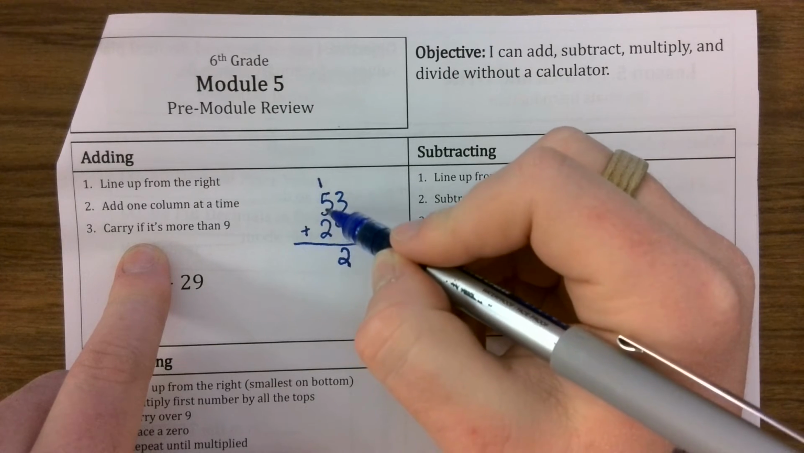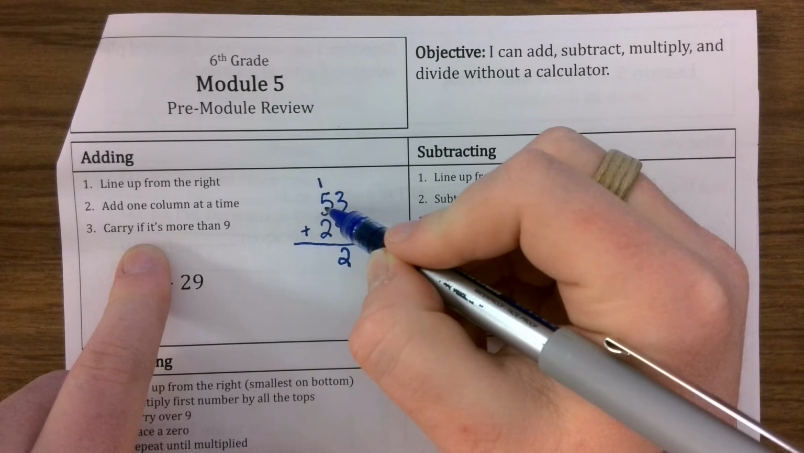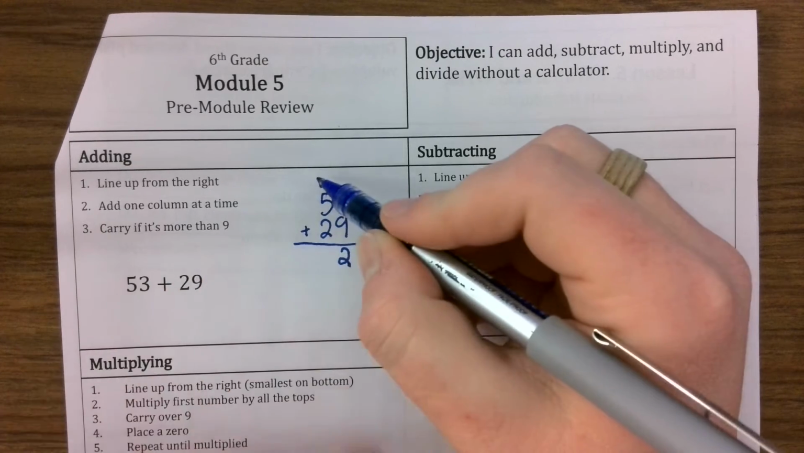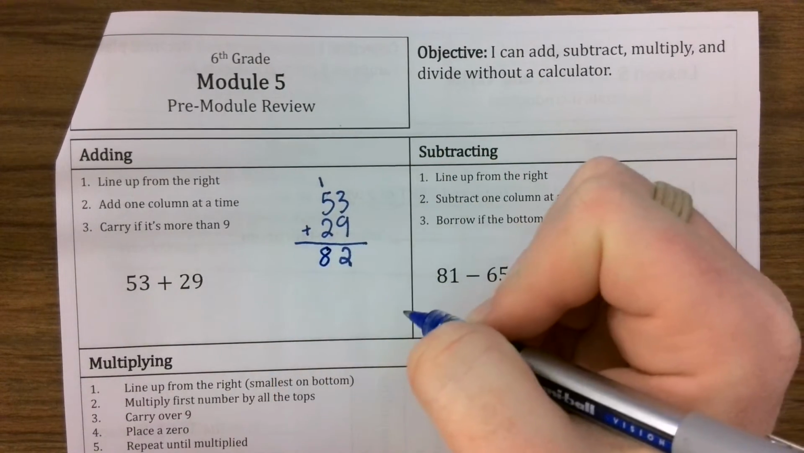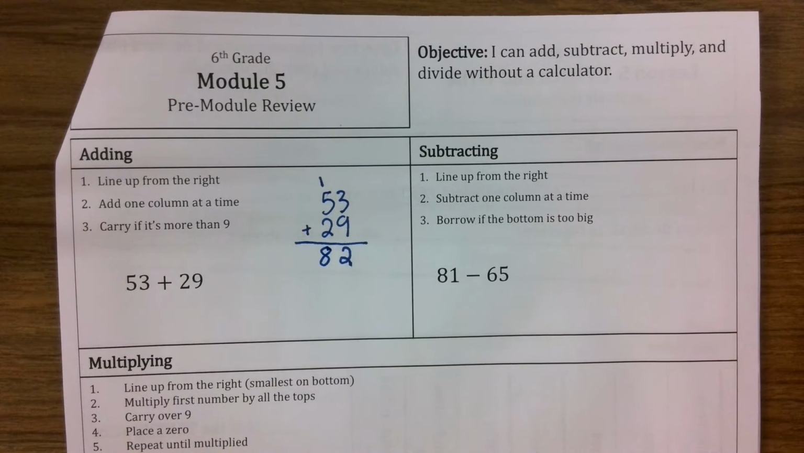Next, we add our next column. We have 2 plus 5, so 5, 6, 7. And then we add our 1 that we carried, that's 8. And there's our answer, 82.